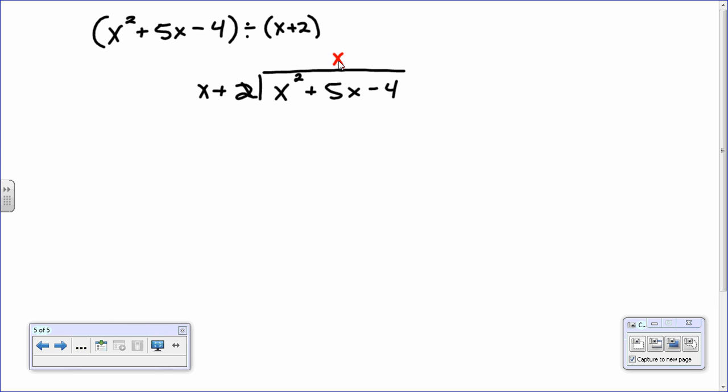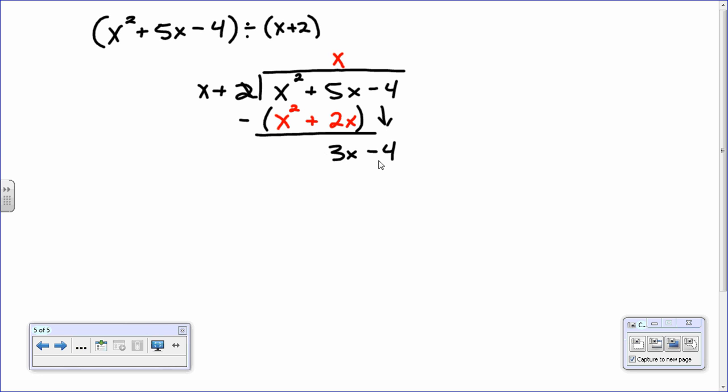Now we'll multiply x times x plus 2. That's going to give us x times x is x squared. X times 2 is plus 2x. And now we're going to go through and subtract. So 5x minus 2x, of course, is 3x. I'm going to bring down my minus 4 now.